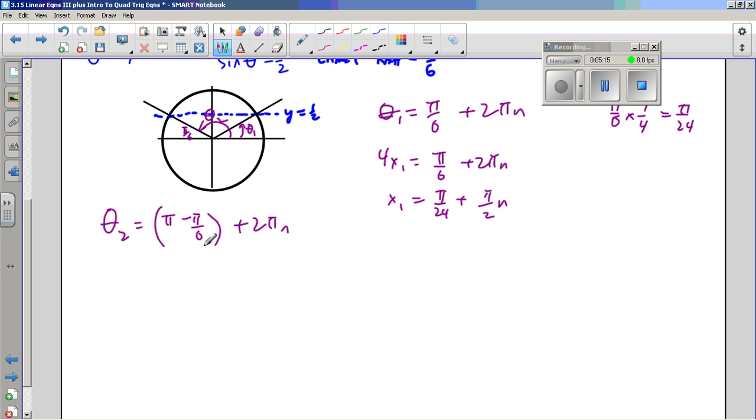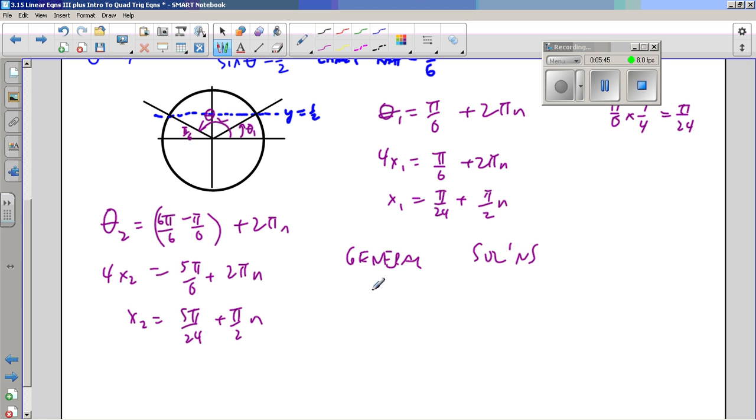Are you getting good at doing this in your head? Pi is the same as 6 pi over 6, and a lot of people are getting used to just writing down 5 pi over 6. Now theta 2, remember, was 4x. So I'm going to write 4x equals that, divide by 4. I'm not going to scare anybody, I hope, by just writing this as 5 pi over 24 plus pi over 2n.